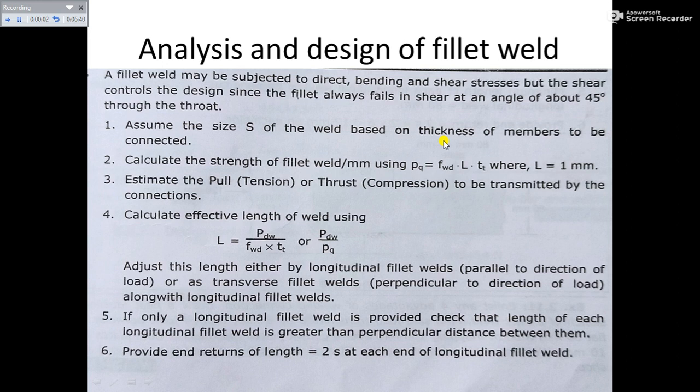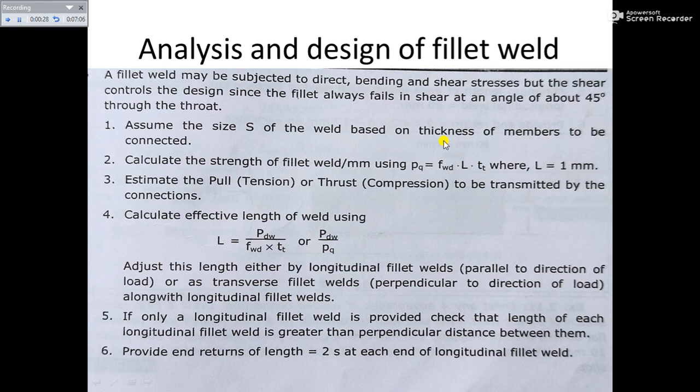Then a fillet weld may be subjected to direct bending and shear stresses, but the shear controls the design since the fillet always fails in shear at an angle of about 45 degrees through the throat. Assume the size S of the weld based on the thickness of members to be connected.